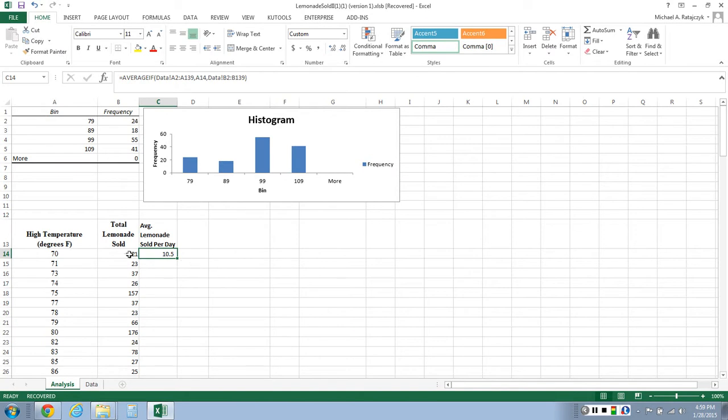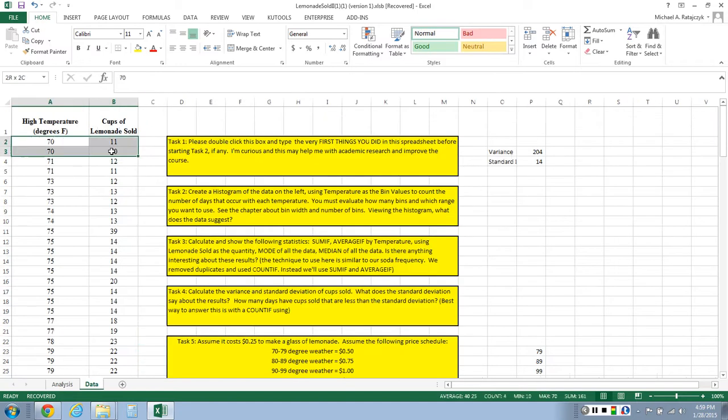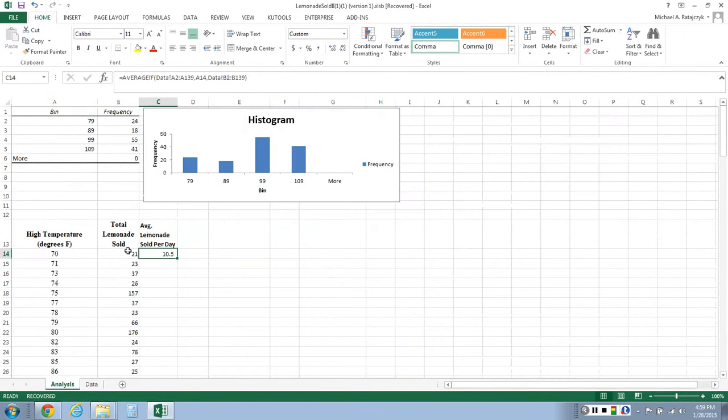And that makes sense. That suggests that there's 2 days that are 70. We can verify that by looking up here again on the data tab. There's 2 days with 70. Okay, 21 divided by 2 is 10.5.